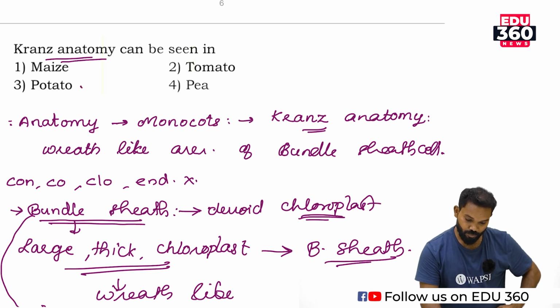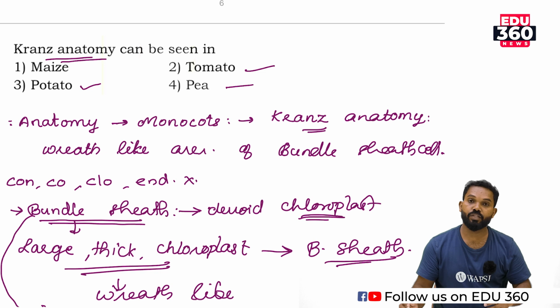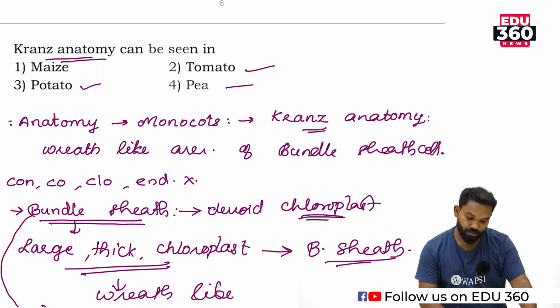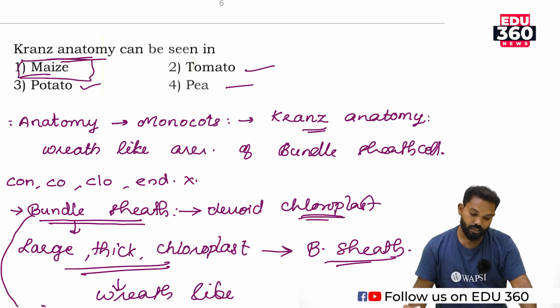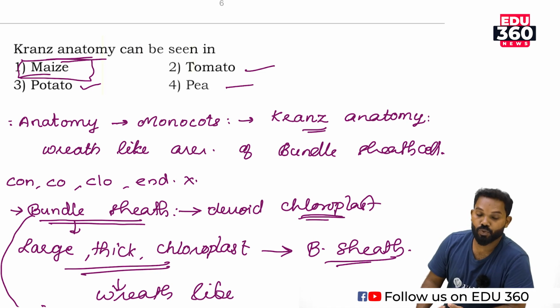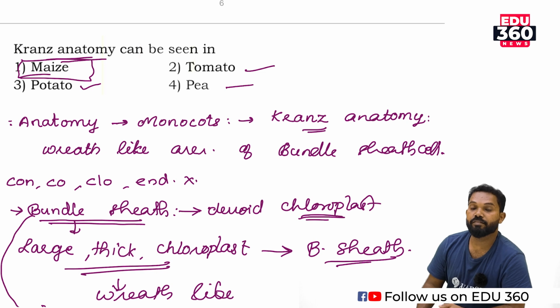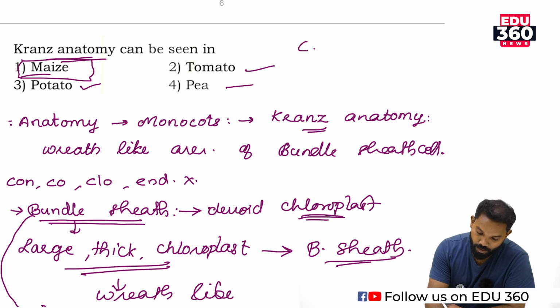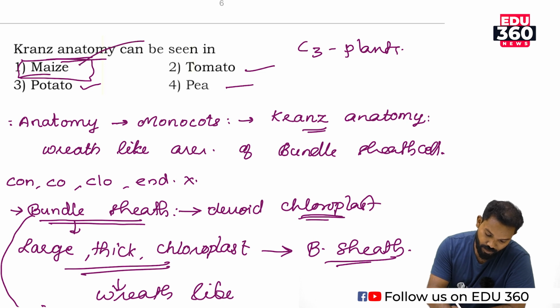Among these, potato, tomato, and pea are dicot plants, and there is only one plant that comes under monocot, that is the maize plant. So maize and sugarcane-like plants show Kranz anatomy, and these plants are highly, or twice, as efficient as C3 plants, the normal plants. Here the plants with Kranz anatomy are known as C4 plants.